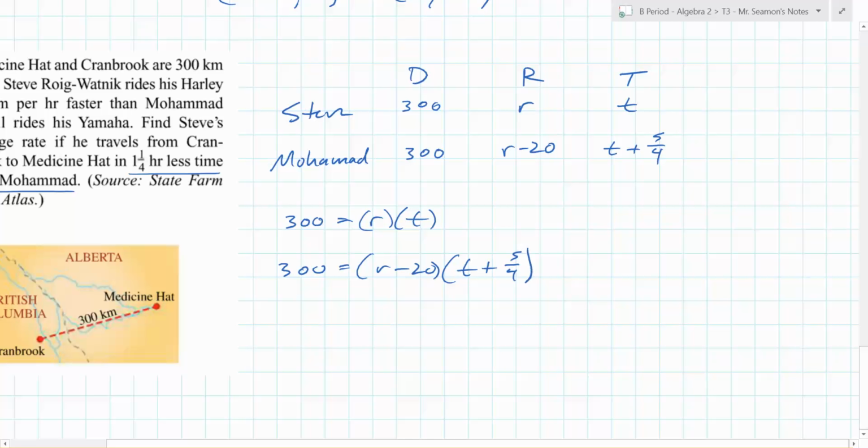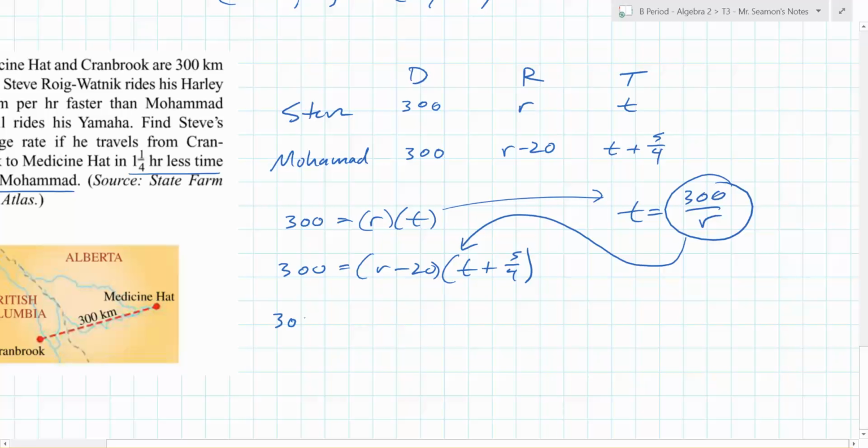There are lots of different ways to solve this. Anybody have a suggestion about what we should do? Do not set them equal to each other immediately. Get one variable. Which variable do you want to solve in which equation? T in the first. I like that. So if you do T in the first, what does that equal? 300 over R. And then where do I put this? In the second, in for T. So then you have 300 is equal to R minus 20 times 300 over R plus 5/4.